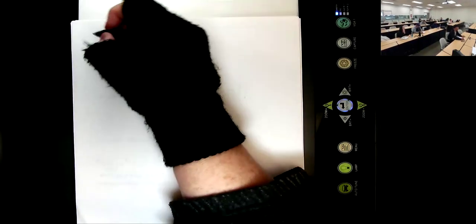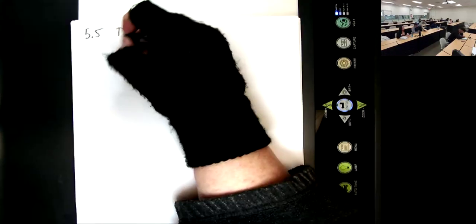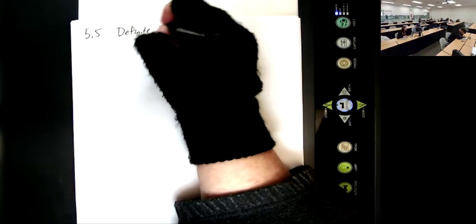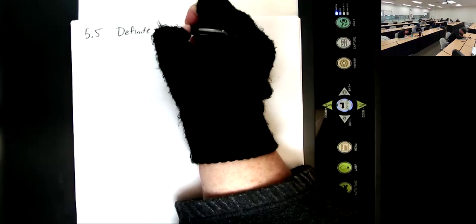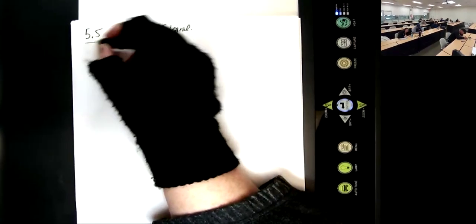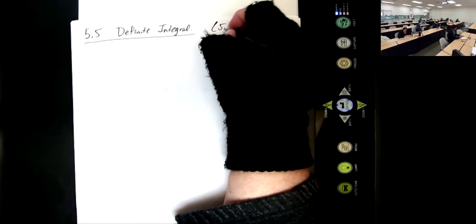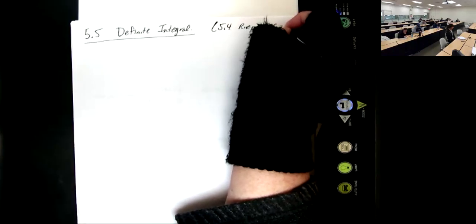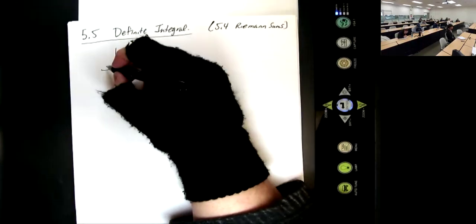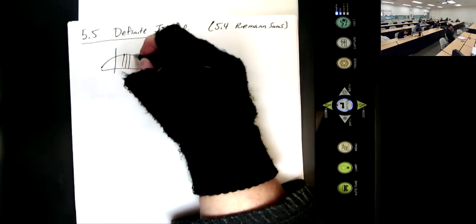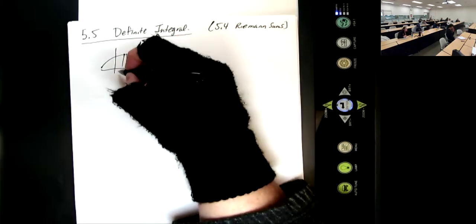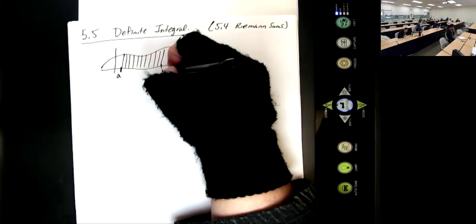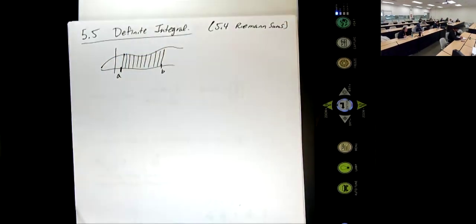Alright, so what we're working on here is the definite integral. And this follows right after the first section we did, which was on Riemann sums, where we broke the area up into rectangles and added up the area. This follows that.